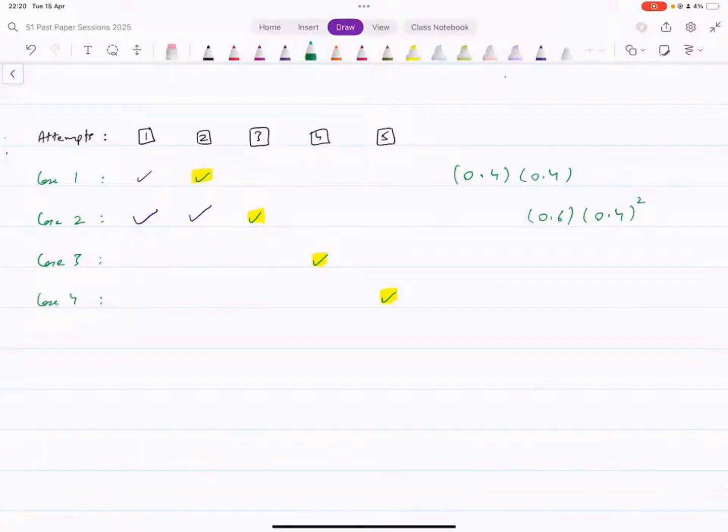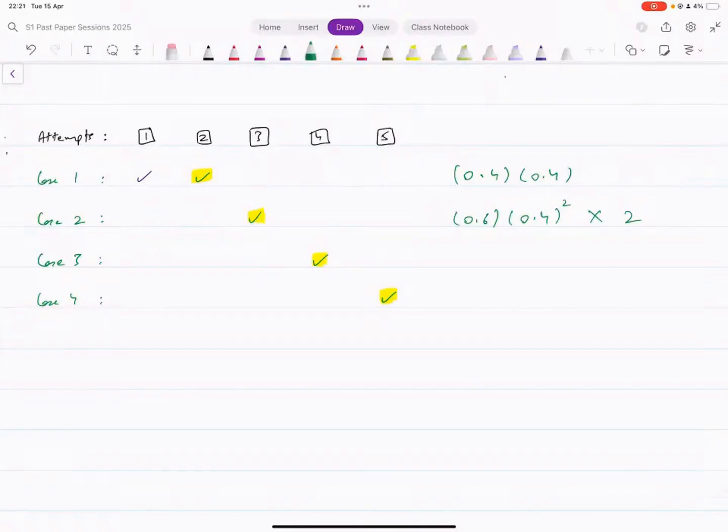But then in how many ways can you arrange these? We can either have this first success and this failure, or we can have this success and this failure. So there are 2 possible ways of arranging that. So we multiply this by 2, or 2C1, because there are 2 possible ways of getting that success. You could either get that here or here.